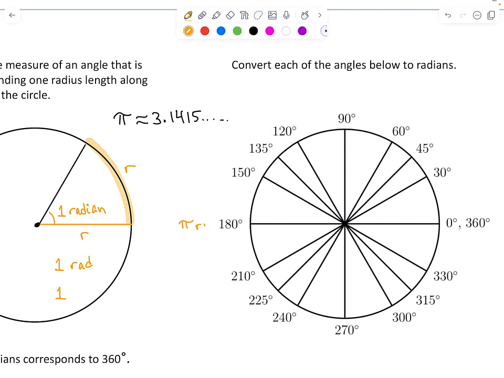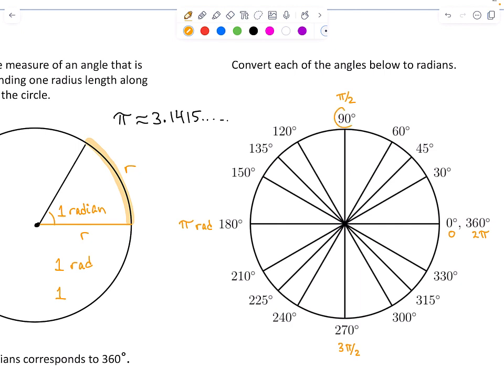And if you want, you could put the rad after the pi, or you can just leave the units off, because the default unit is radian, which means that 90 degrees, which is half of 180, would be pi halves. And 270 degrees would be 3 pi halves. 360 degrees would be 2 pi. 0 degrees, of course, would be 0 radians.